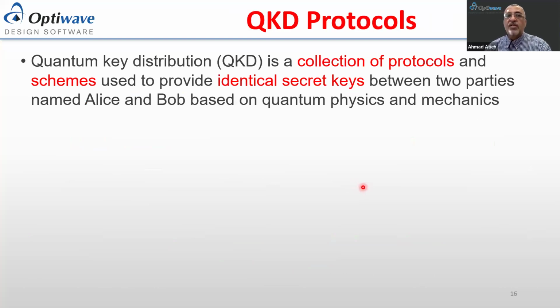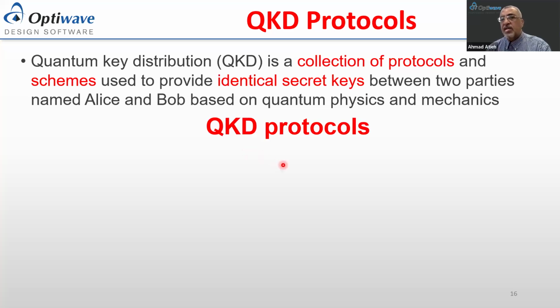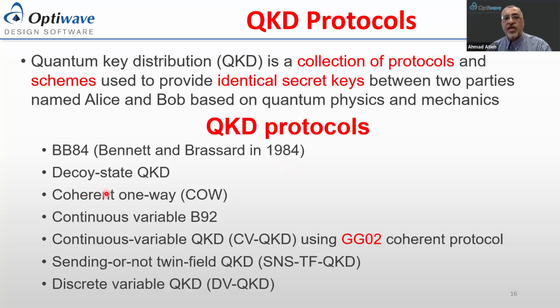Quantum key protocols, like quantum key distribution, are a collection of protocols or schemes used to provide keys between two parties, usually known as Alice and Bob, and they are based on quantum physics and quantum mechanics. The general quantum key protocols in the literature you can find, this is the first protocol, which is called BB84 and related to the inventors of this protocol, Bennett and Brassard.